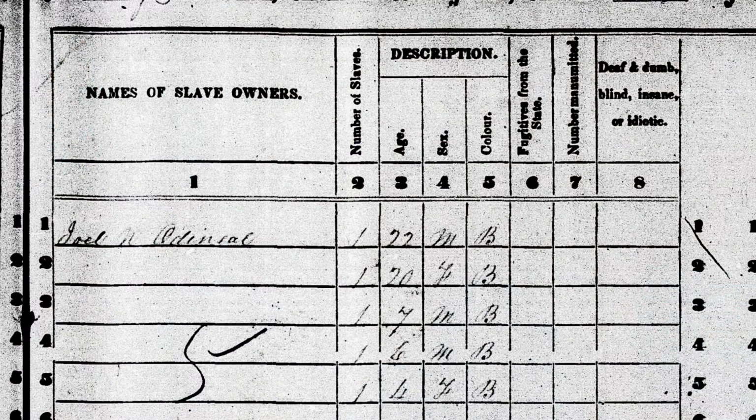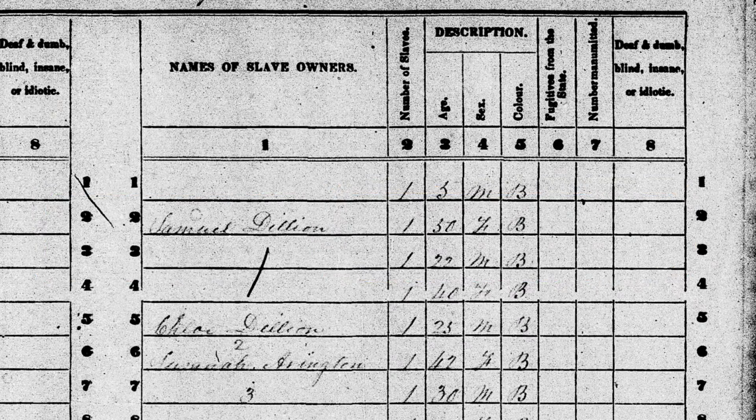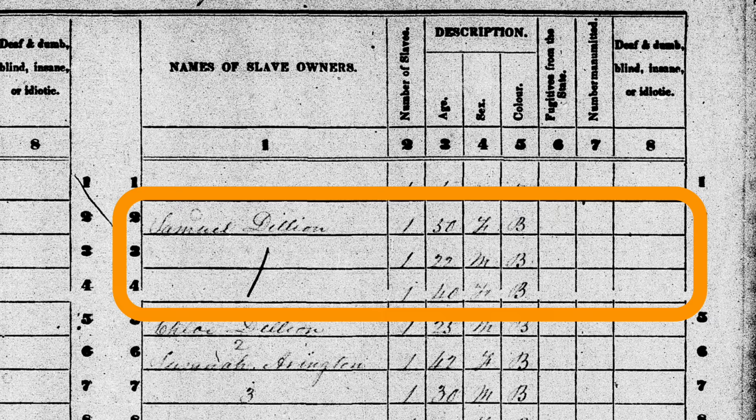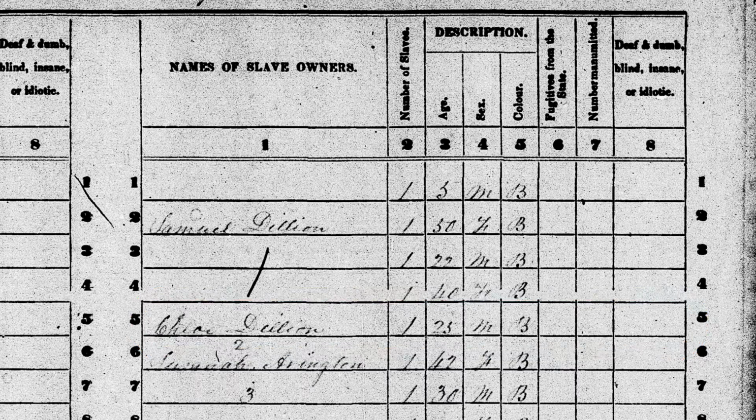At first, these records can be a little confusing to read because the first line combines the name of the slaveholder with one of the enslaved persons. Here is part of the 1850 slave schedule from Franklin County, Virginia. Here, Samuel Dillon is reported as the slaveholder with a 50-year-old black female, a 22-year-old black male, and a 40-year-old black female. Chloe Dillon is recorded as being the slaveholder of a 25-year-old black man.